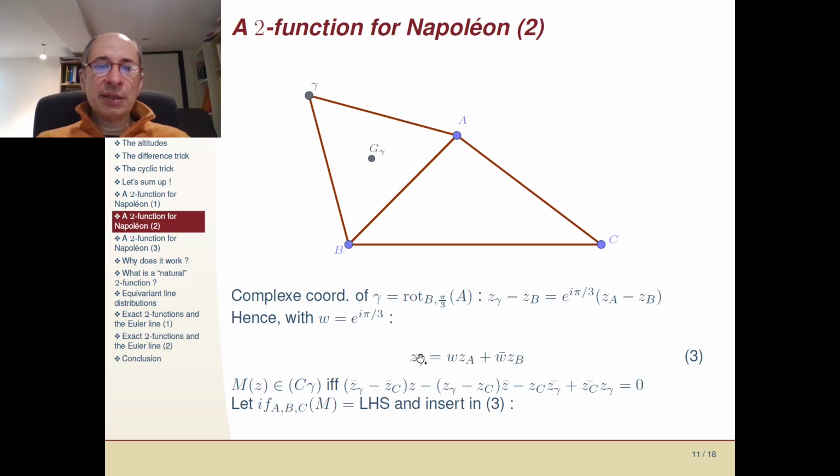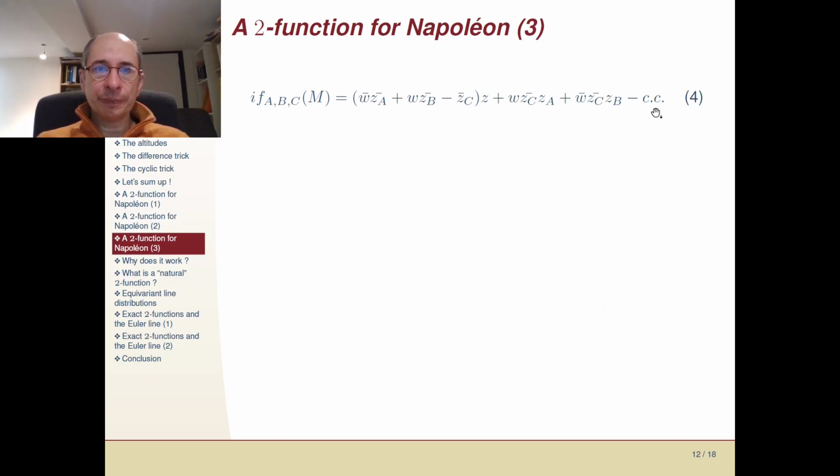Using this, you obtain easily this equation. Now you insert Z gamma, given by equation 3, inside the left-hand side of this equation, and you obtain that the left-hand side has this form, which is some complex number minus its complex conjugate. So this is a pure imaginary complex number, so I can write it as i times some function of the point M, whose complex coordinate is Z. This defines a function f_ABC of M, which turns out to be a two function, because of course the zero set is a line. This is the Fermat line that we consider.